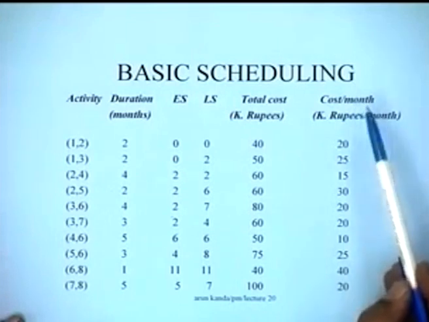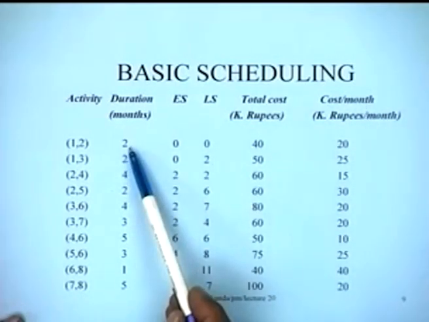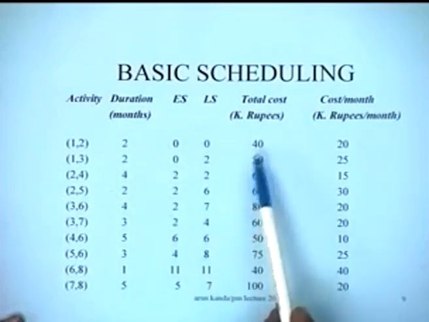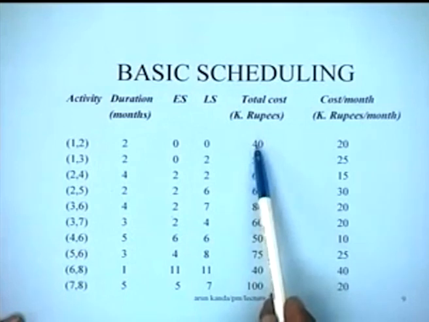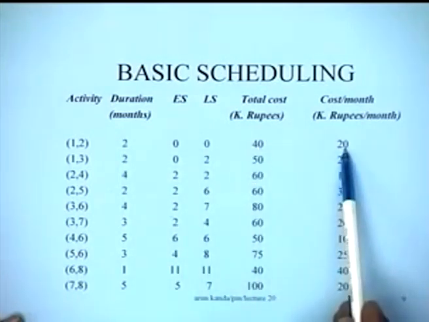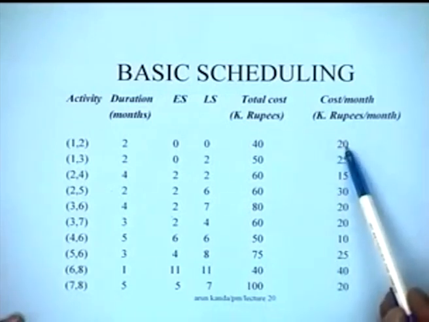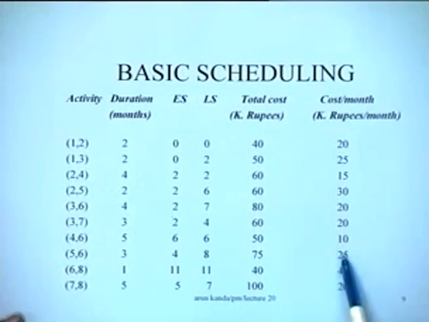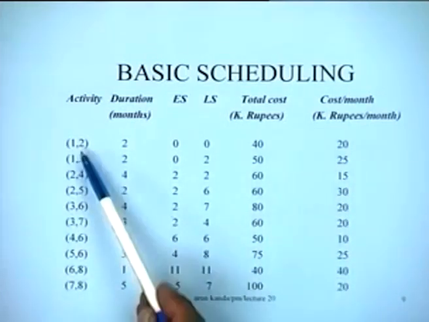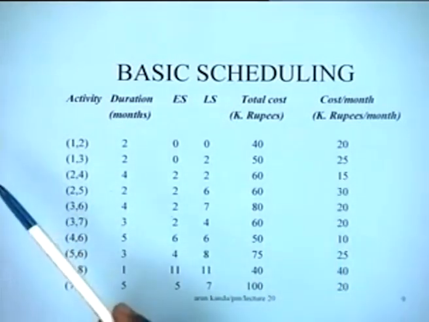Cost per month is obtained by dividing the total cost by the duration, because we are now making an assumption that if this activity costs 40,000 rupees, it means in each month you are spending 20,000 rupees, and so on. So we have computed this figure of 20, 25, 15, 30, 20, 20, 10, 25, 40 and 20 for each of these activities as we go along in each of these periods, right.